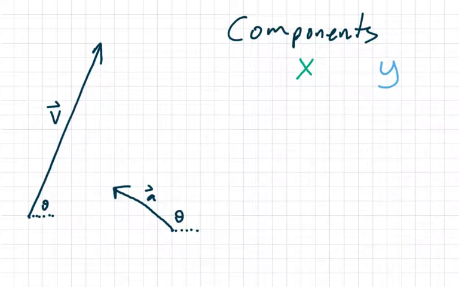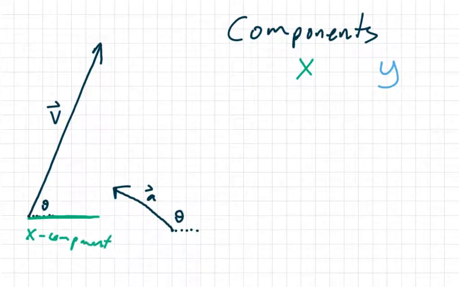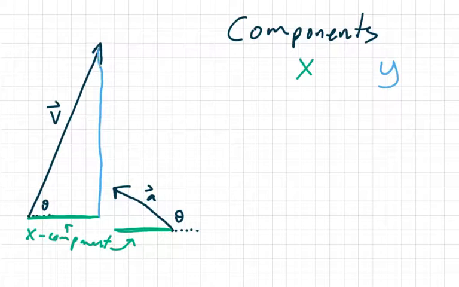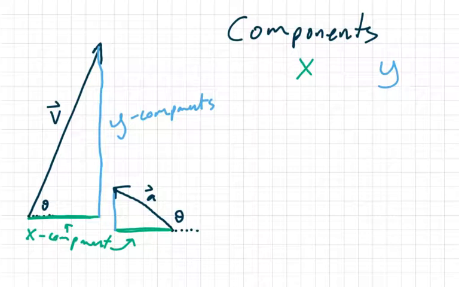So there's the x component here. X component. And in this case, right there. So x component here, x component here. And there's the y component. These are the y components. Notice the x components are the horizontal components. Notice the y components are the vertical components.